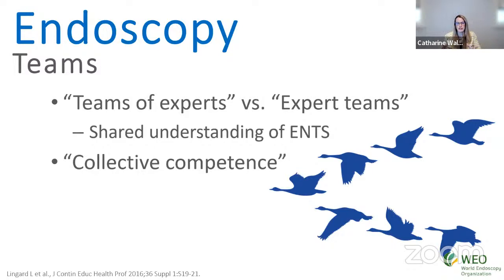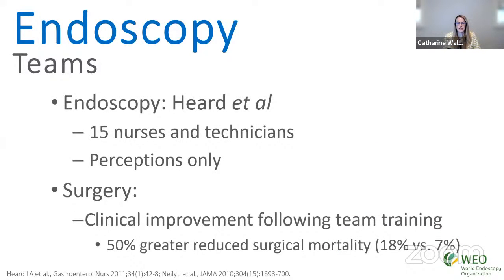And collective competence is about working effectively as a member of the team. It's not about what happens at an individual level, but what happens as a group and how that team can be effective. And within endoscopy, there has been a study by Hurd et al. that looked at team training for nurses and technicians, but this was just done from a perceptions perspective. But there has been research in the surgical literature that actually showed that team training resulted in a 50% reduction in surgical mortality, which is quite significant.